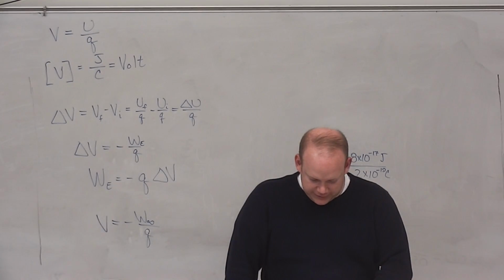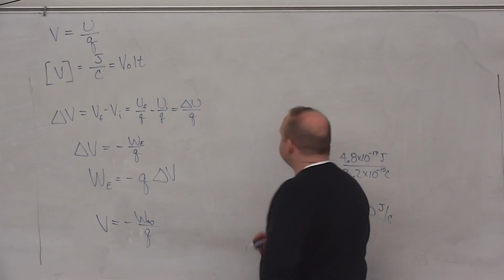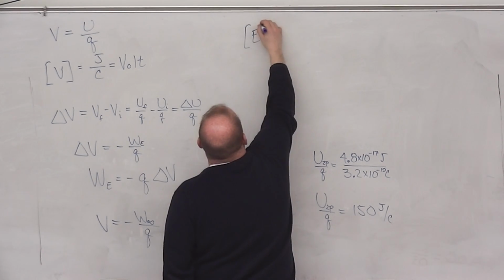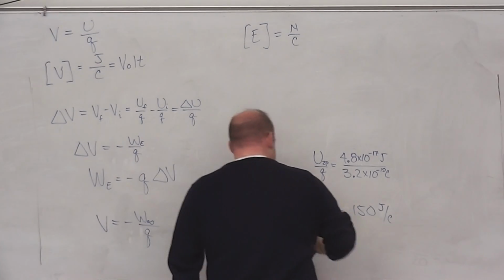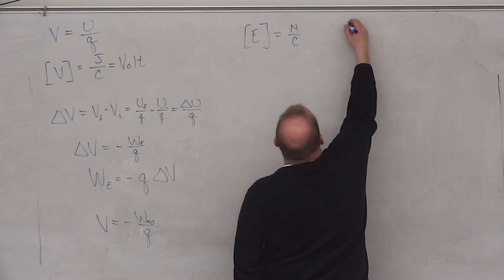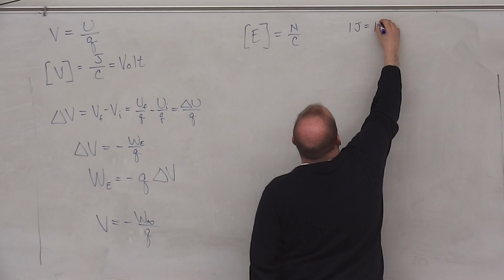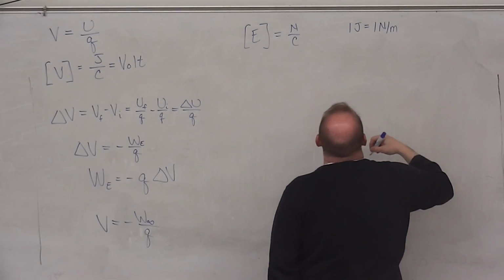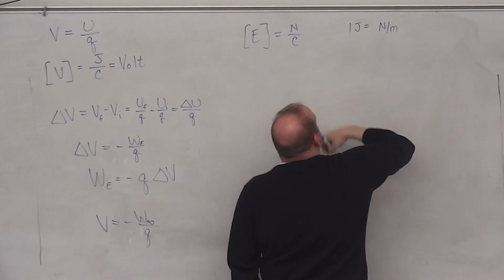Okay, just a few more things here. We want to talk about a more conventional unit for the electric field. The unit for the electric field is equal to a Newton per coulomb. Now, along with that, we know that 1 joule is equal to 1 Newton per meter.